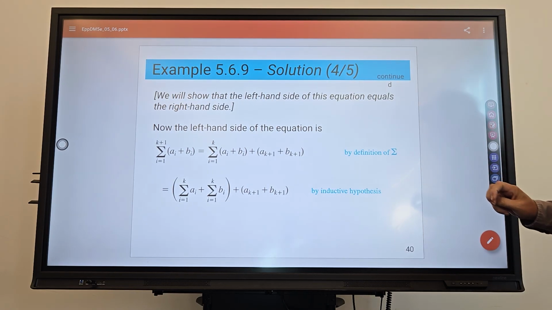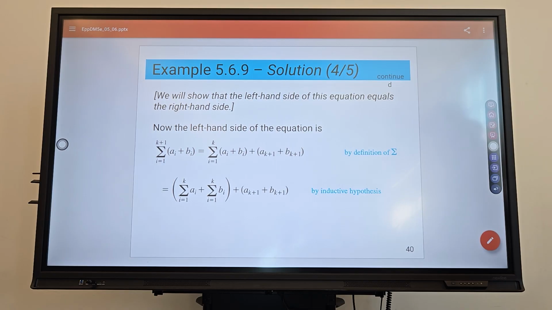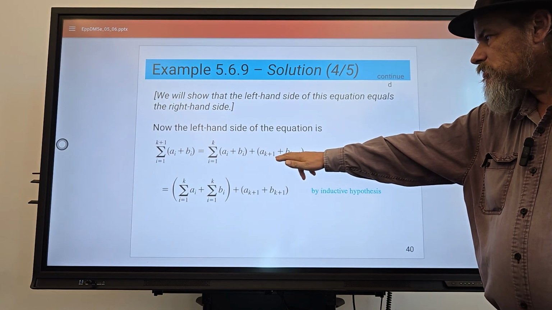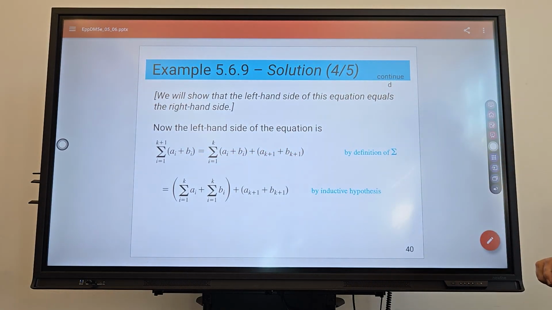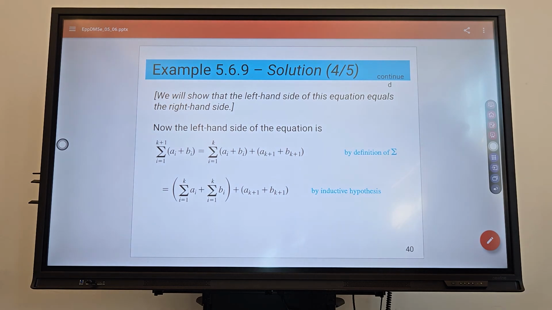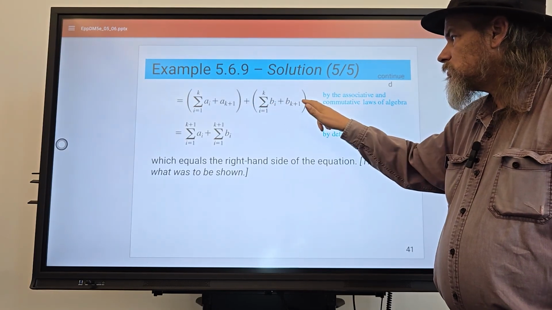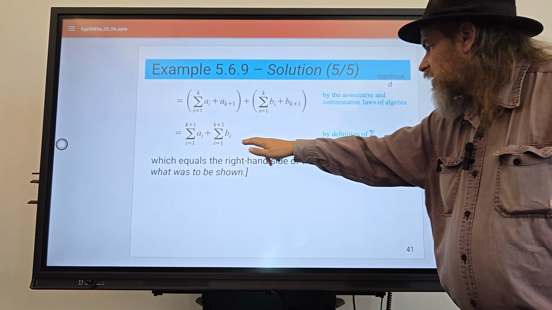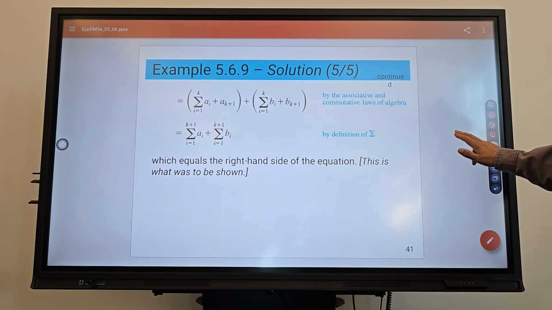Now the left-hand side of the equation is expanded out to this by the definition of summation, and then by the inductive hypothesis we can substitute that, and then rearrange the terms, and then consolidate it by using the definition of summation, which equals the right-hand side of the equation, which is what was to be shown.